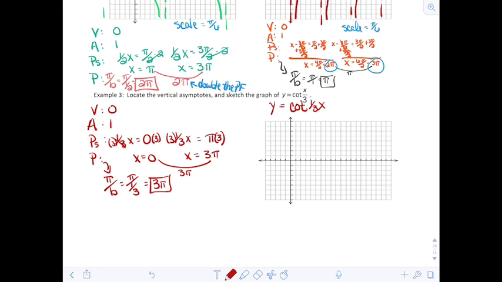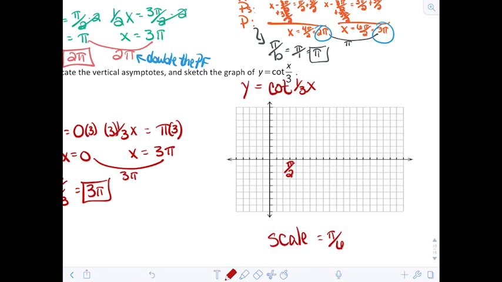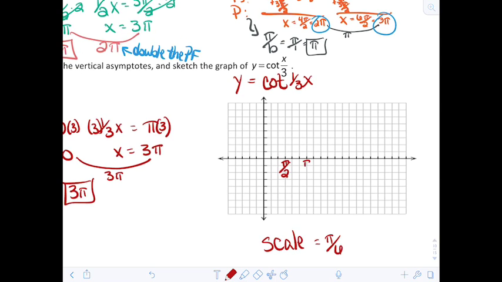I am going to do the same scale of pi over 6. So every tick mark is 30 degrees. And I want to make sure that I get all the way out to 3 pi. So 1 pi over 6, 2 pi over 6, 3 pi over 6. I'm going to label every third one, pi over 2. 4 pi over 6, 5 pi over 6, 6 pi over 6 is pi. 7 pi over 6, 8 pi over 6, 9 pi over 6 is 3 pi over 2. 10, 11, 12 pi over 6 is 2 pi. 13, 14, 15 pi over 6 is 5 pi over 2. 16, 17, 18 pi over 6 is 3 pi.